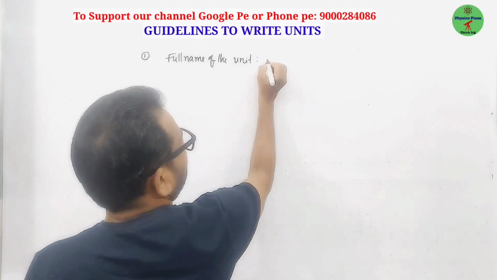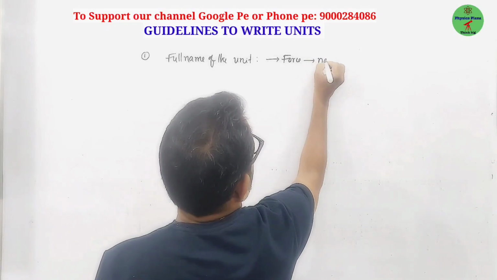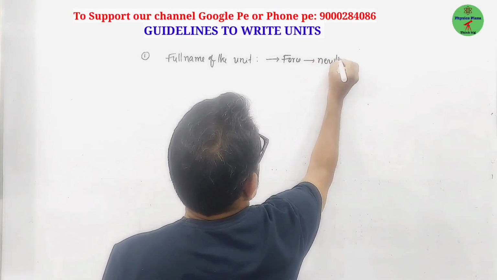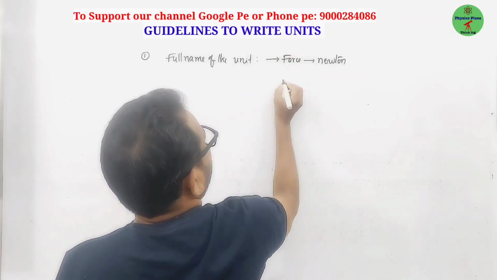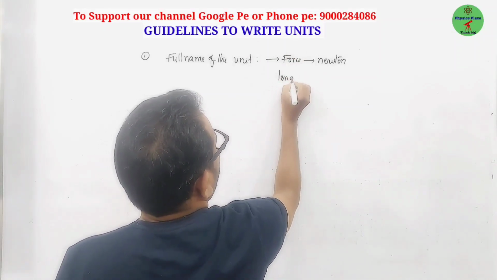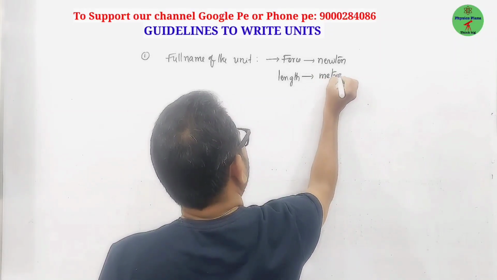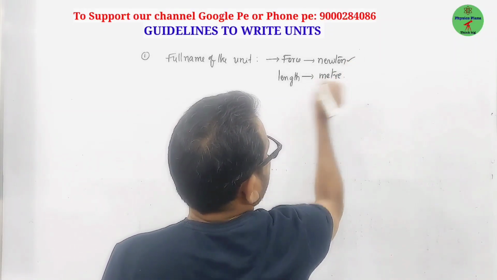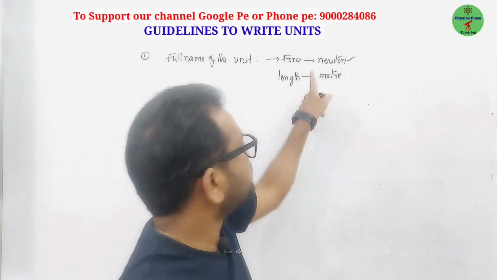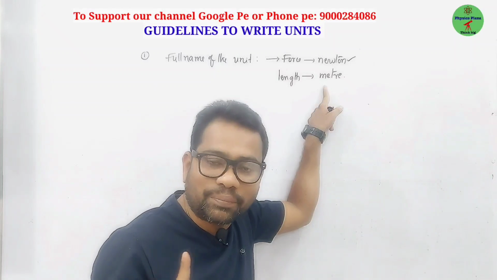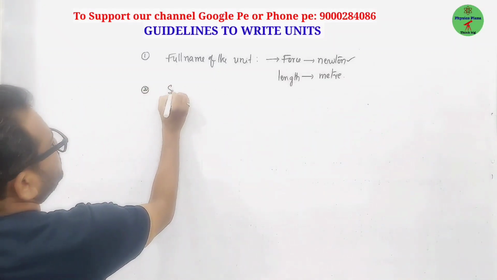For suppose, the unit of force is given as Newton. And the SI unit of length is meter. So it is a scientist's name in one case, and not a scientist's name in the other. Whether it is a scientist's name or not, if you want to write the full name of the unit, the first letter must be small only. Point clear? Yes.